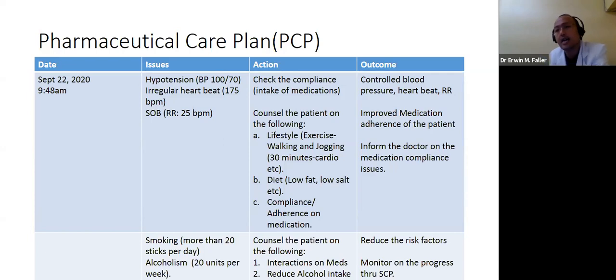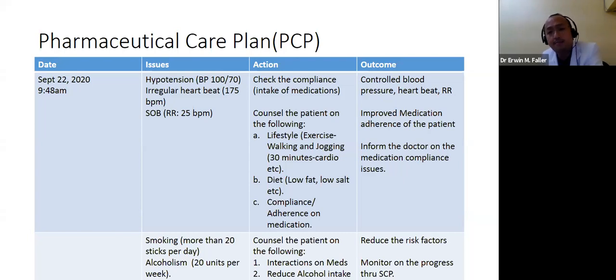Why is it that our action is to check the compliance? Because you may be in doubt that because of this non-compliance, there are a lot of issues that may happen, especially the potential adverse effects, or perhaps non-compliance in taking the medications. And you'll be able to counsel the patient on lifestyle, diet, and compliance or adherence to medication.